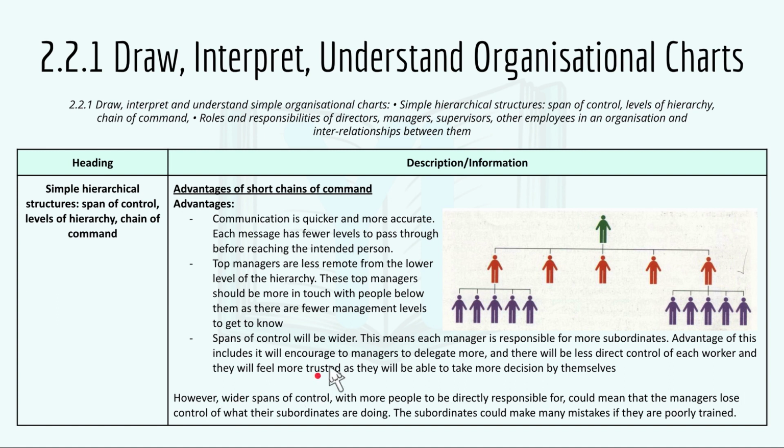However, a wider span of control like this, with more people to be directly responsible for, could mean that the managers lose control of what their subordinates are doing, and the subordinates could make many mistakes if they are poorly trained.